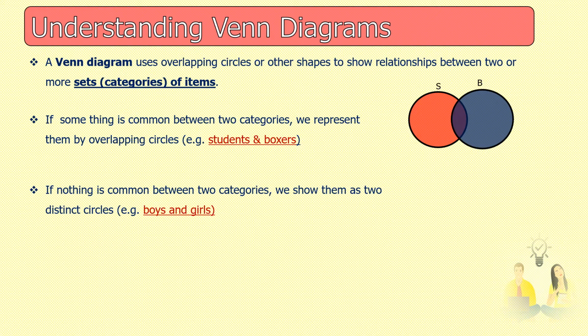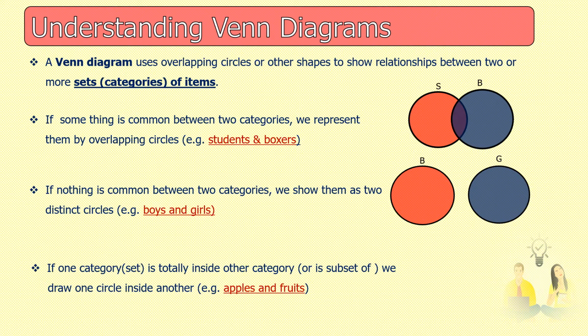If nothing is common between two categories, we show them as two distinct circles, like boys and girls. None of the boys are girls and none of the girls are boys, so these will be two distinct circles. If one category is totally inside another category, we draw one circle inside another. In this case, we call that one set is subset of another. For example, fruits, apples. All the apples are fruits, so we'll say that A is subset of F, or apples are subset of fruits.